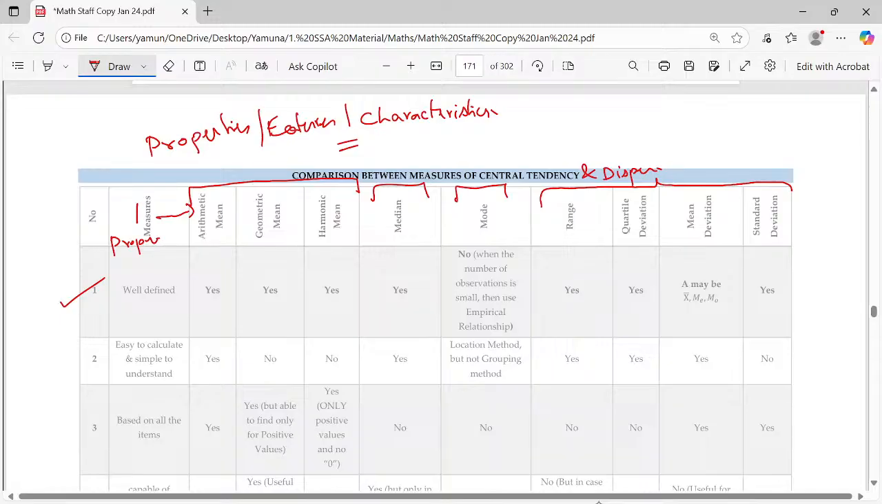Whenever you read a property, ask a question. Is the measure well defined? Second one: is it easy to calculate or simple to understand? Just try asking the question. First one: is it well defined?